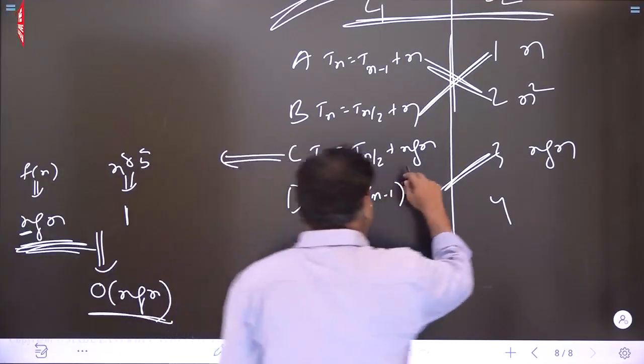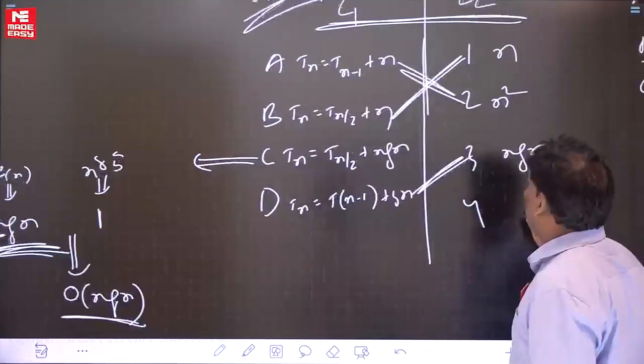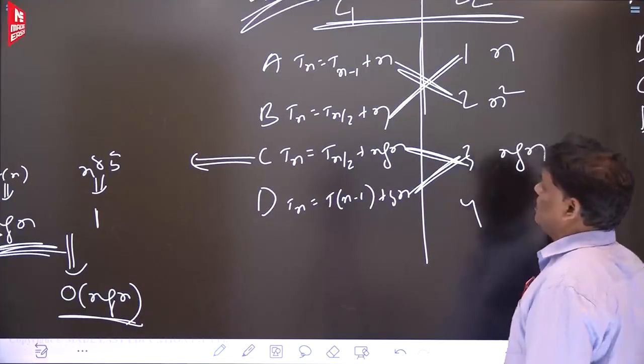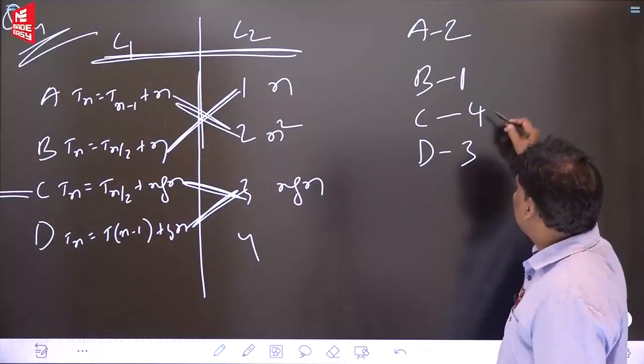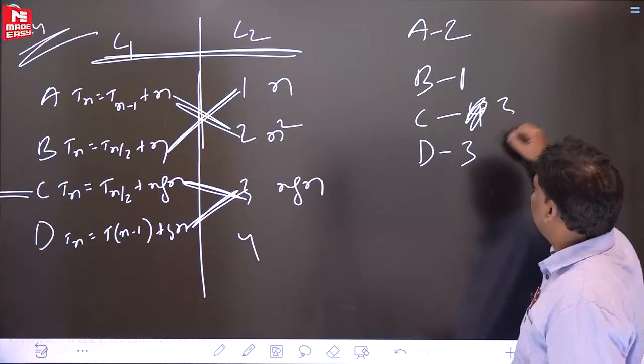So for the C also, see this one. For the C also the answer is going to be n log n. This also n log n. Because of that, I have done it. Otherwise I don't do it.